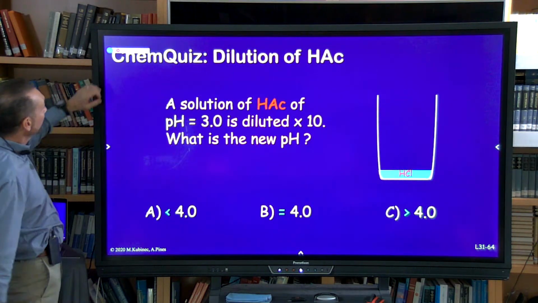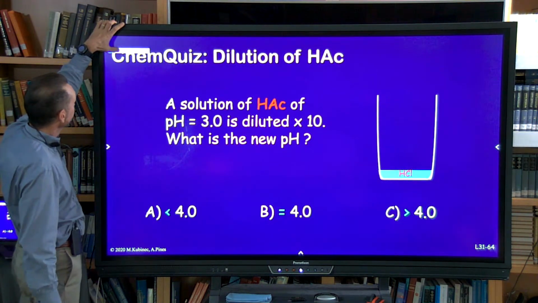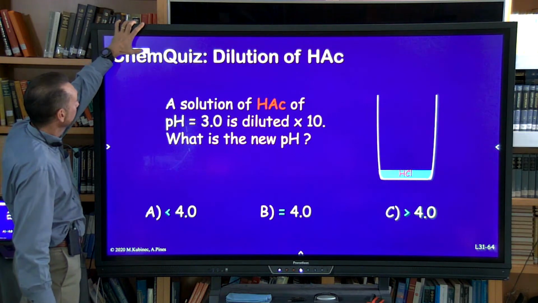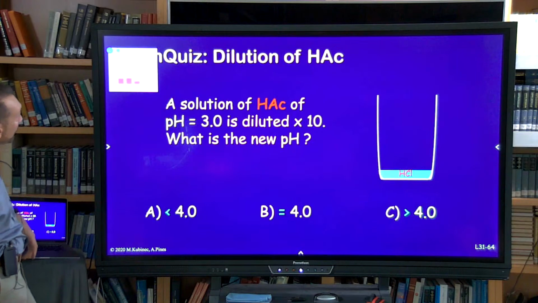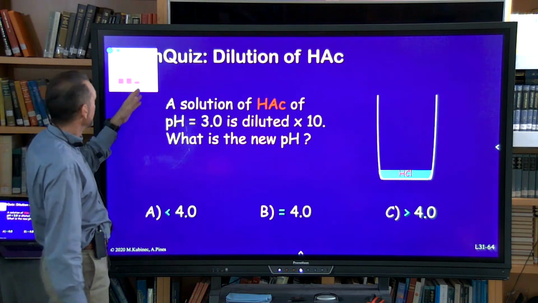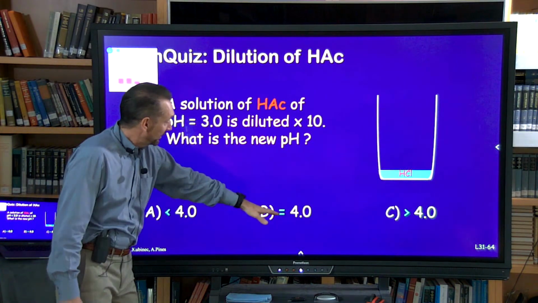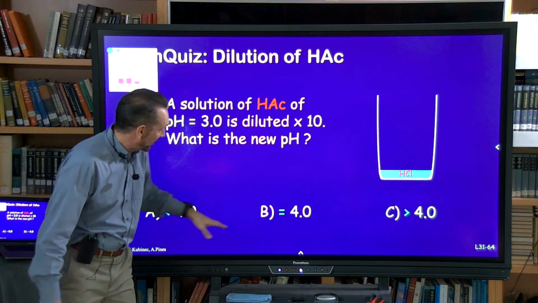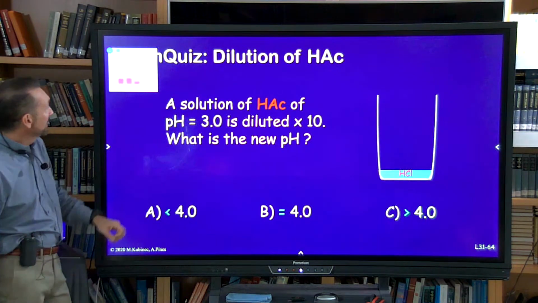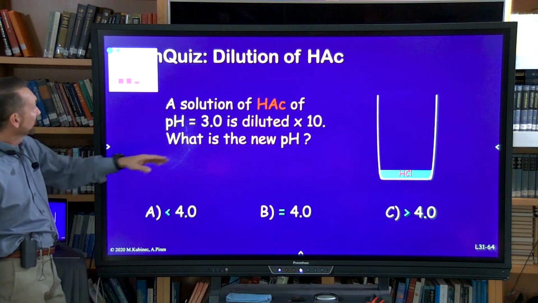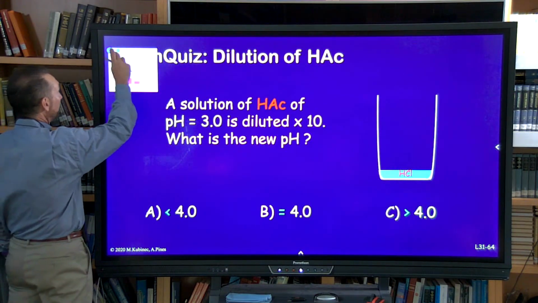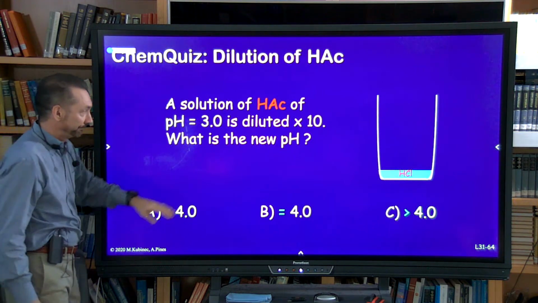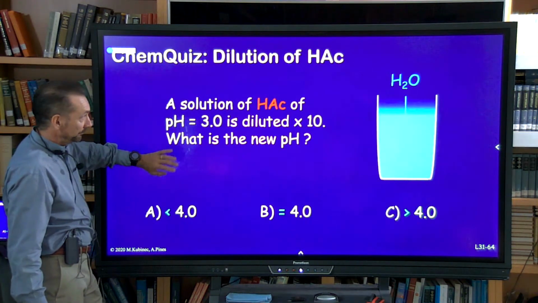Okay, let's see what you're thinking. Oh my goodness, we're all over the map. About equal, about 40% for A and B, and some people for C, greater than 4. So let me give you my thinking on that.